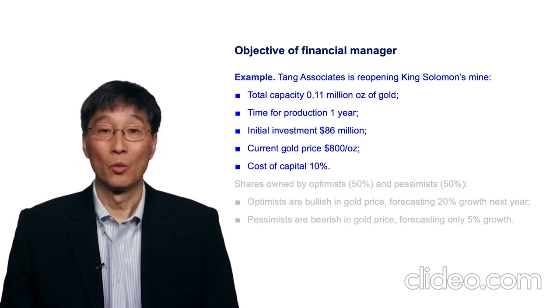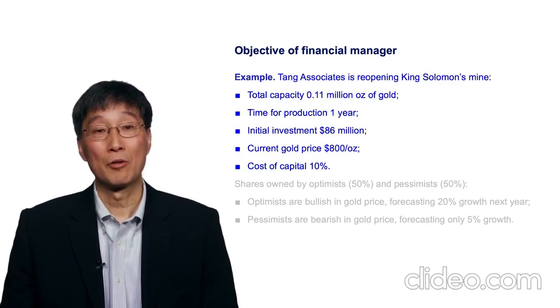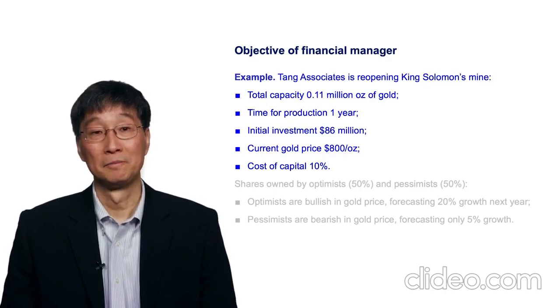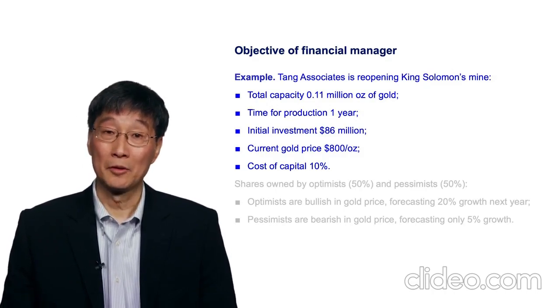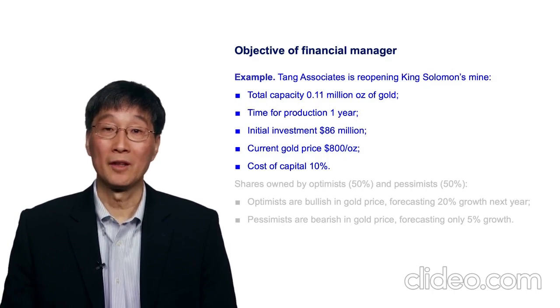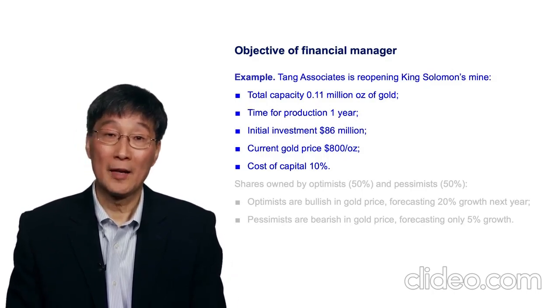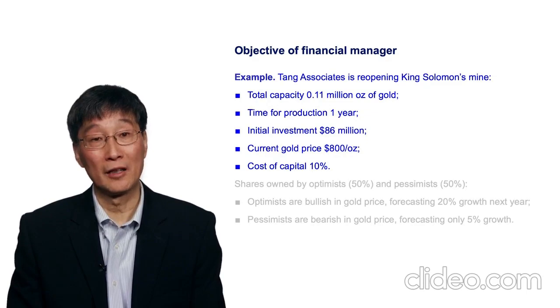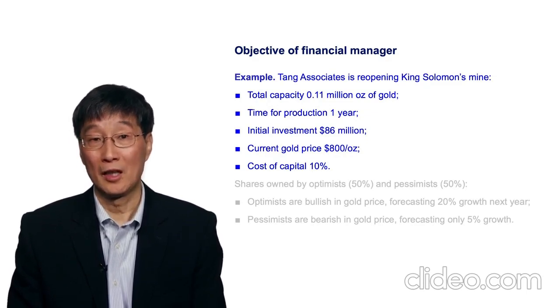Extracting the gold takes 1 year. It requires an initial investment of $86 million. Gold is currently traded at $800 per ounce. And the cost of capital for the gold mine is 10%. Here, the cost of capital is given to us. But can you think of a way to find this number yourself using the valuation methods we developed in lectures on risk and factor models and arbitrage pricing theory?